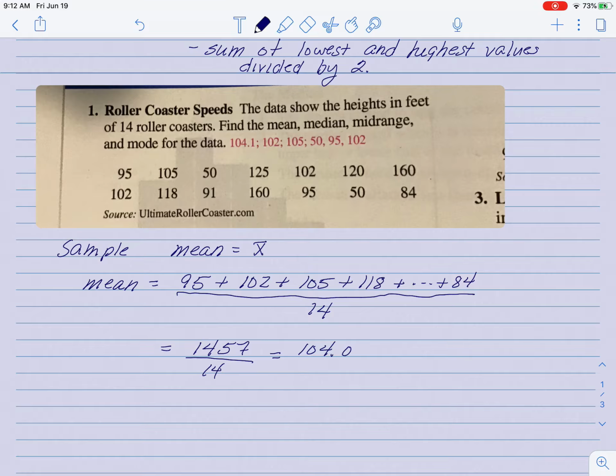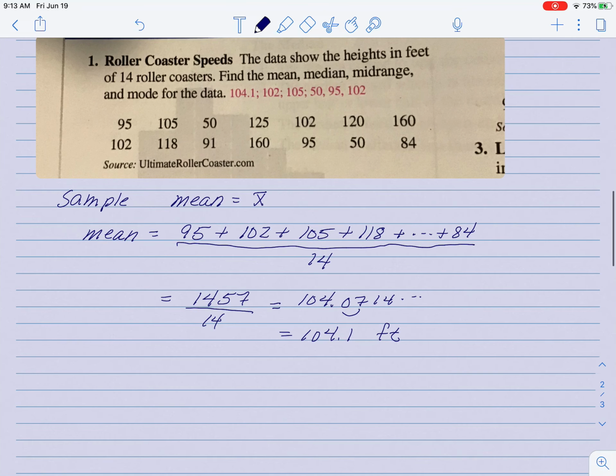So in my case, it goes out to 0714, and so on. So what I would call this is 104 point, the 7 rounds that up to 1. And this is the mean height in feet. So this is 104.1 feet of roller coaster. All right, so that's the mean. So we add up all the data and divide by 14.